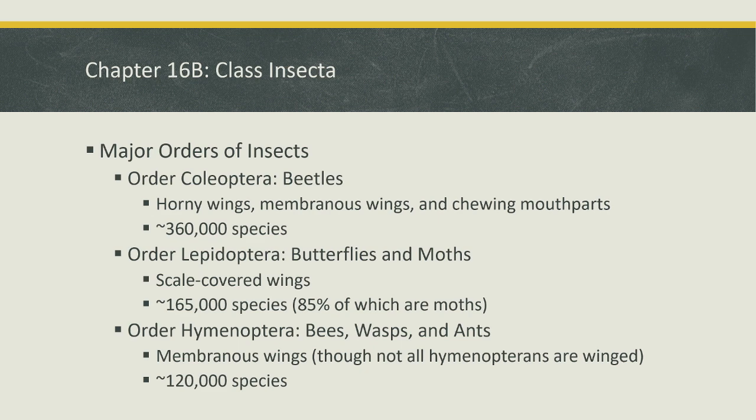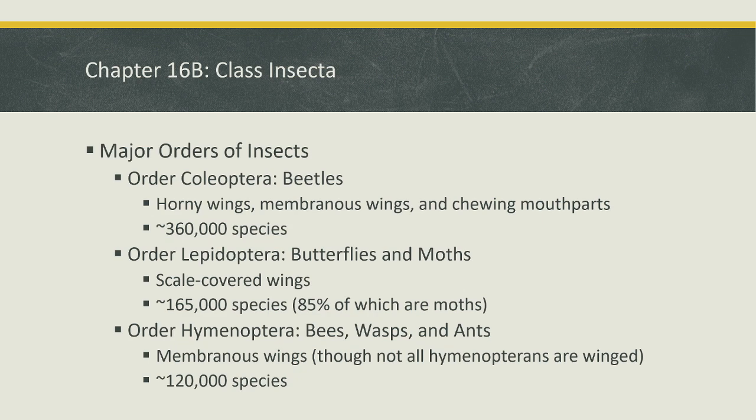And then order Lepidoptera, butterflies and moths. We saw some stuff about butterflies in one of the previous videos. The main characteristic here is the scale-covered wings. Lepidoptera, I think, literally means scale. Yeah, it literally means scaled wings. So that's them. About 165,000 species of butterflies and moths, but about 85% of them are moths. So that leaves about 15% butterflies.